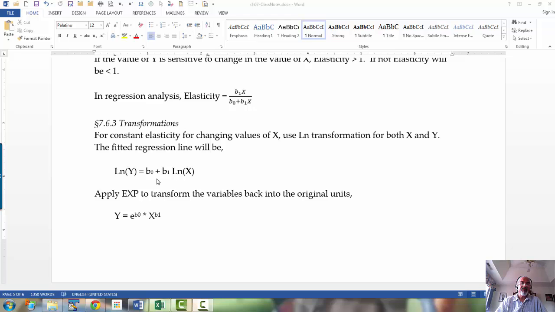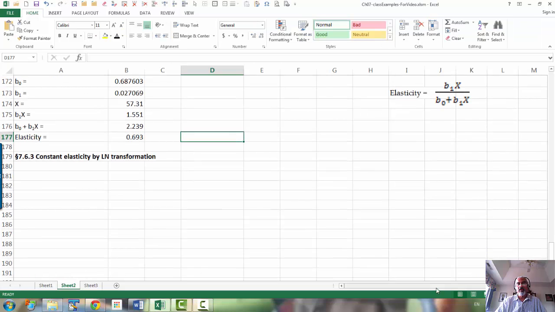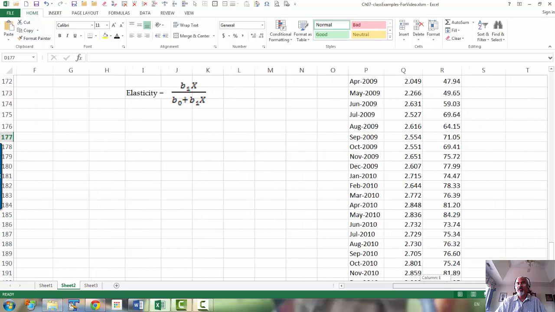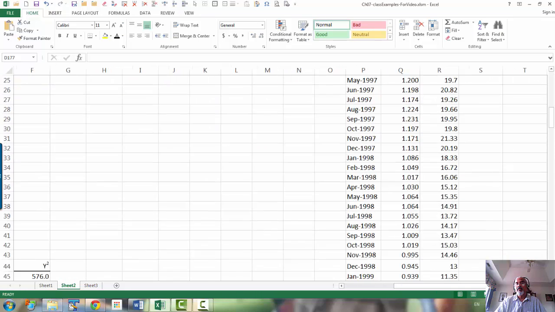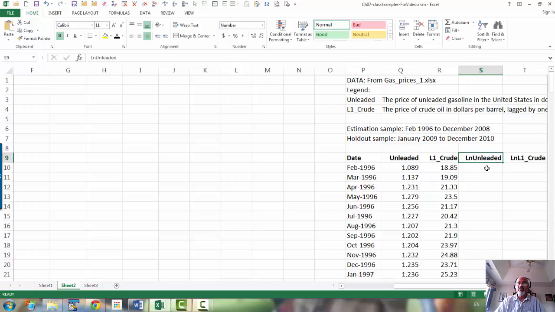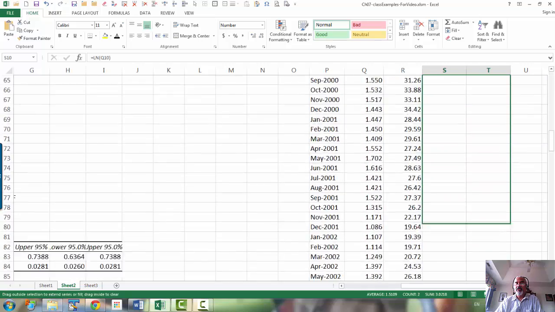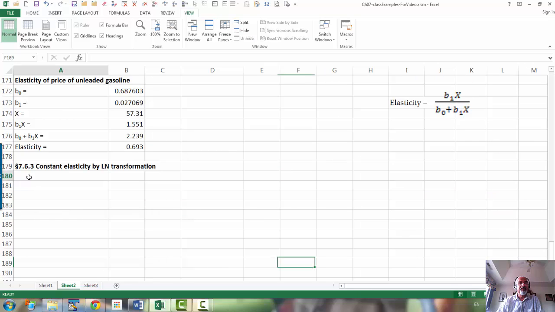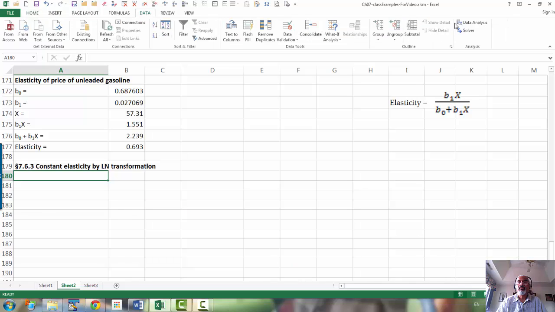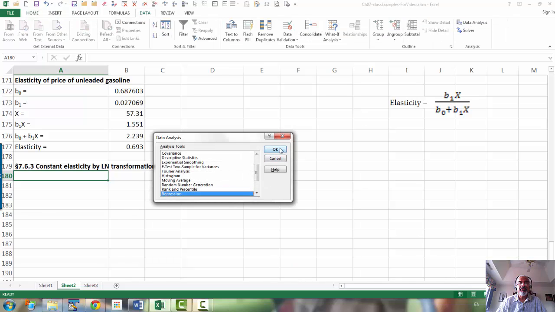So let's look at that in Excel. The first thing to do is the transformation. So let's go to the data. We want ln of unleaded, so you go ln, the unleaded value, and then ln of L1 crude. If you copy that there, that would be the log transformation. Now copy that all the way down. Now let's use data analysis, regression.